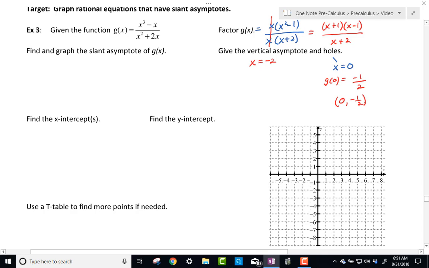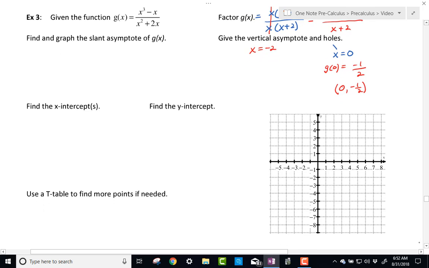-1/2. Now, I'm going to graph the vertical asymptote and the hole right away here. So vertical at x equals -2. Hole at 0, -1/2. Hey, you know what? That's my y-intercept right there. So I don't even have to worry about finding a y-intercept on this one, because it's going to turn out to be at the hole. Alright? So I'm not going to worry about that.